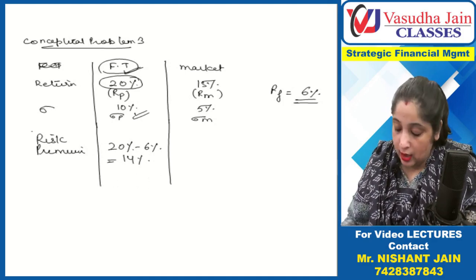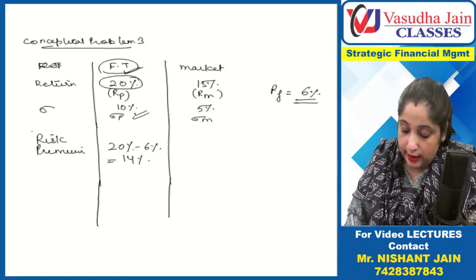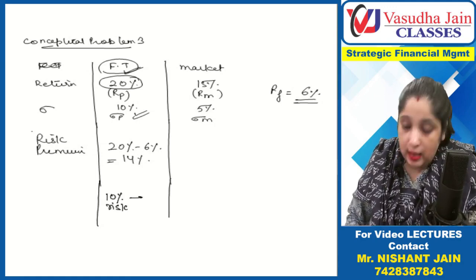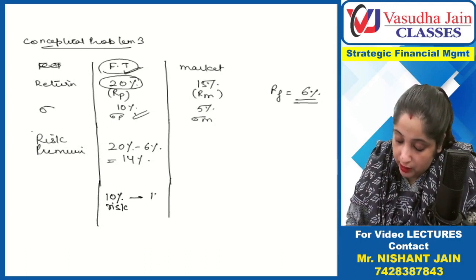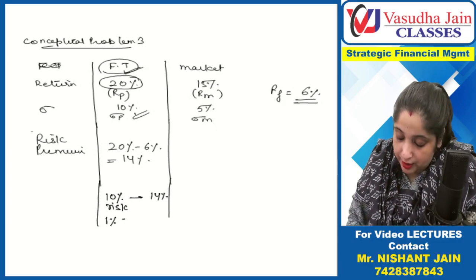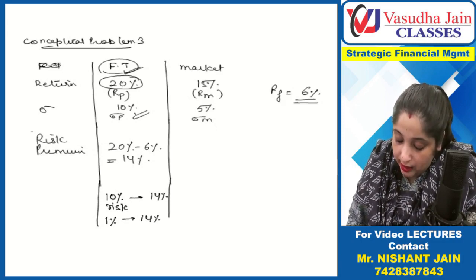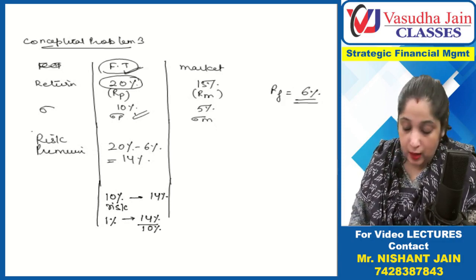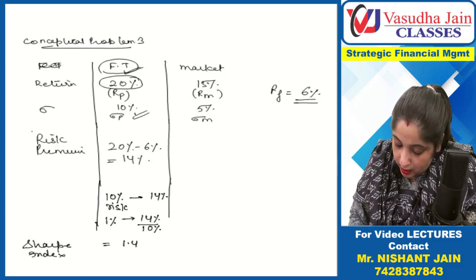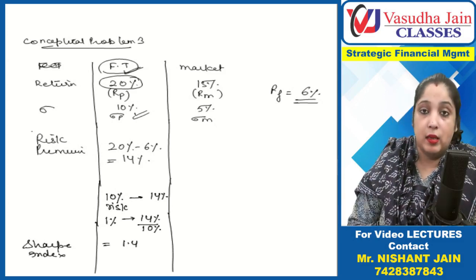So for bearing 10% risk, you are getting an additional return of 14%, right? Which is called risk premium. So for bearing 1% risk, how much return are you getting from this portfolio? Which is coming out to be 1.4. This is called Sharpe index.